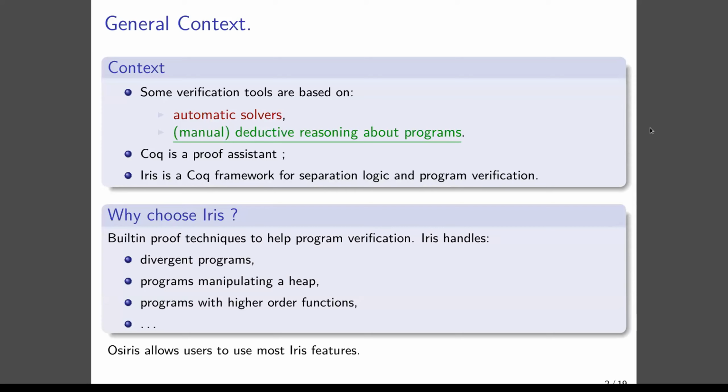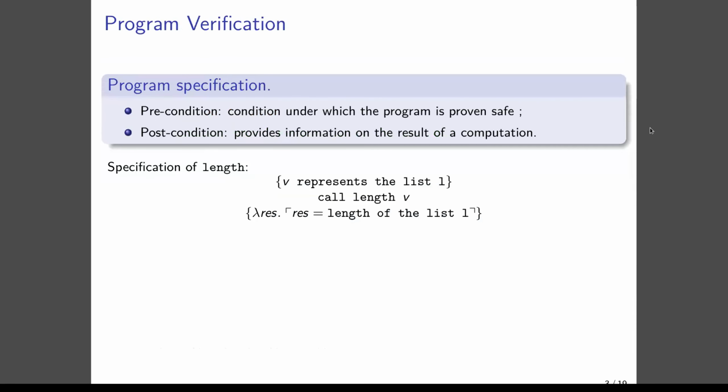Before going any further, I will explain what we mean by proving and verifying a program. For us, to verify a program is to explain the behavior of the program. Usually, this is done by writing specifications on programs and then proving them. These are Hoare-style specifications, so they contain a precondition, that is a condition under which the program has been proven correct and safe, and a postcondition which provides information on the result of some computation.